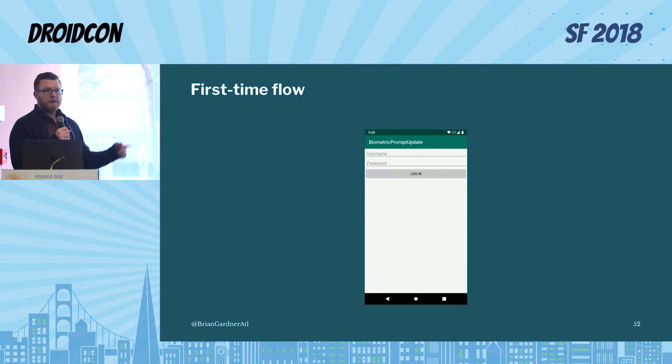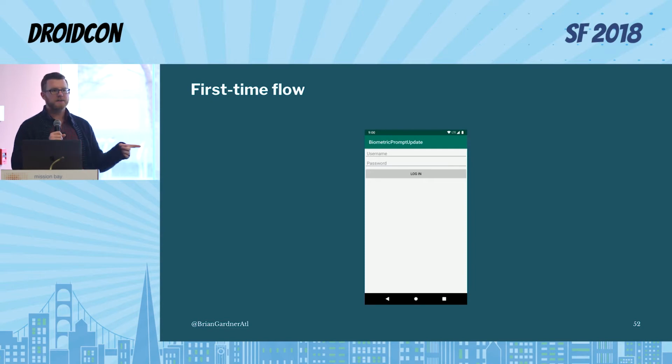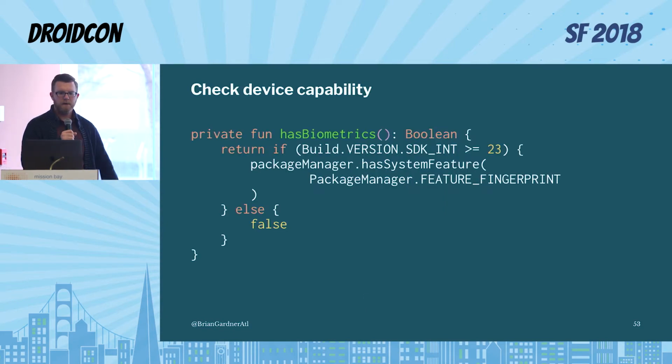So for the first-time flow, again, just show them your regular authentication screen, so username, password. Once the user enters their information, clicks OK, you do your server stuff. Once they're authenticated, you'll basically check to see if they have the capability of using the biometric prompt. Now, you could just immediately call the biometric prompt and try it, and then handle the error on authentication error. I'm not a huge fan of doing it that way because I'd rather just not call through to that API if I don't have to.